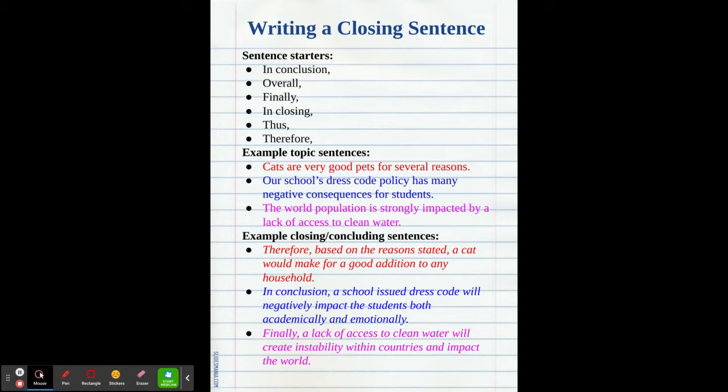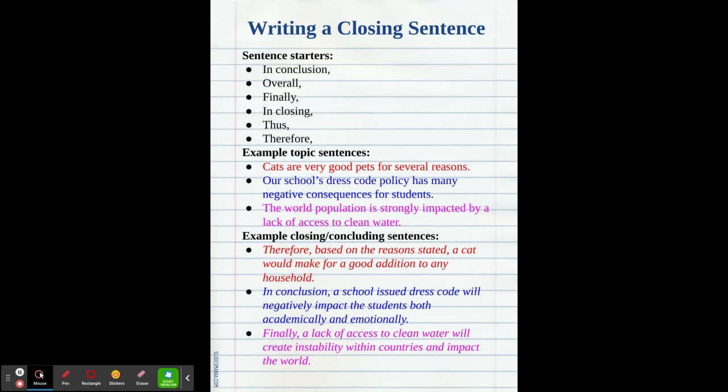We can use in conclusion. And notice how I have a comma after all these. In conclusion, overall, finally, in closing, thus, therefore. Every single one of these would then be followed by a comma with a space, and then getting into tying into and connecting back with the topic sentence.